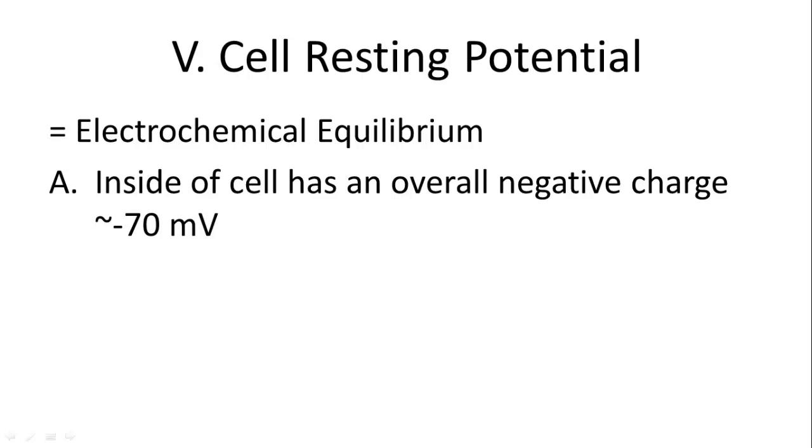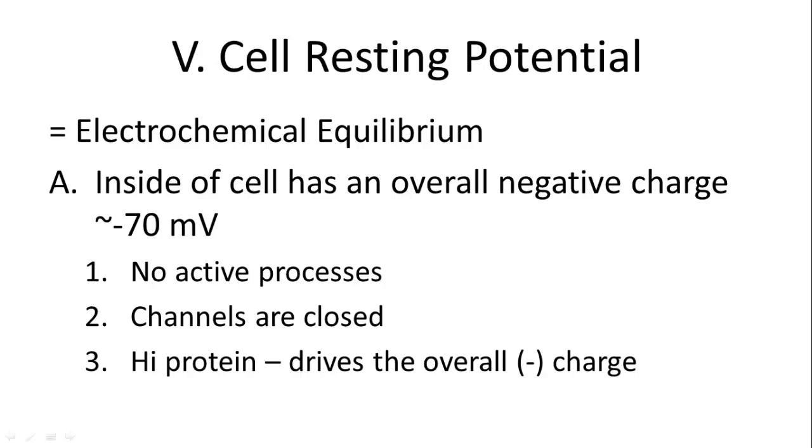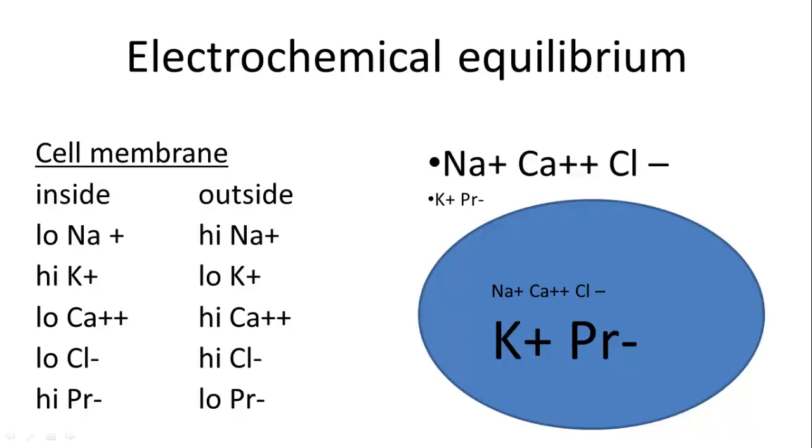And this is assuming there are no active processes, so you aren't actively transporting something in or out of the cell, the channels are closed, and you have these proteins that are generally mostly negative on the inside of the cell, which are driving the overall charge. All right, so what does this mean and how is this set up? Well, again, it has to do with the ions. We've got sodium, calcium, chlorine, potassium, and then PR stands for proteins. Okay. On the inside of the cell, you have a larger concentration of negatively charged proteins, okay, and potassium.